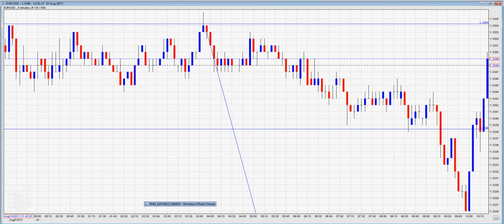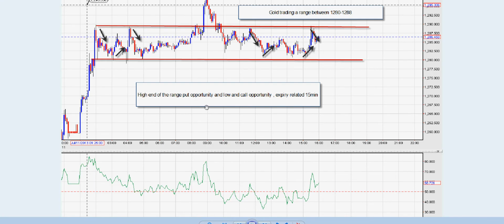I have prepared one a little bit more self-explanatory, where you can see here downtrend, uptrend, downtrend. These are 3 trades. Gold is trading between 1280 and 1288. So you know that this is 1288, 1280. If it hits 1280, it's going to go up, so you're placing a call. If it hits 1288, you're placing a put because it's going to go down.